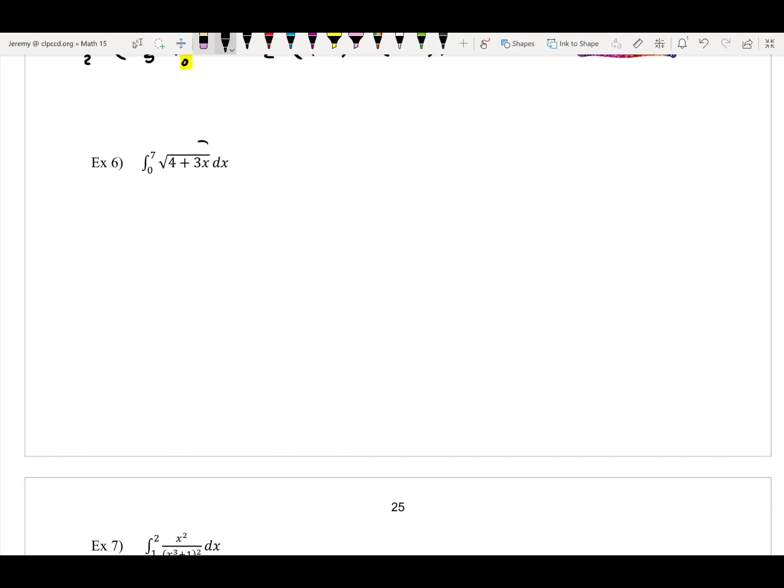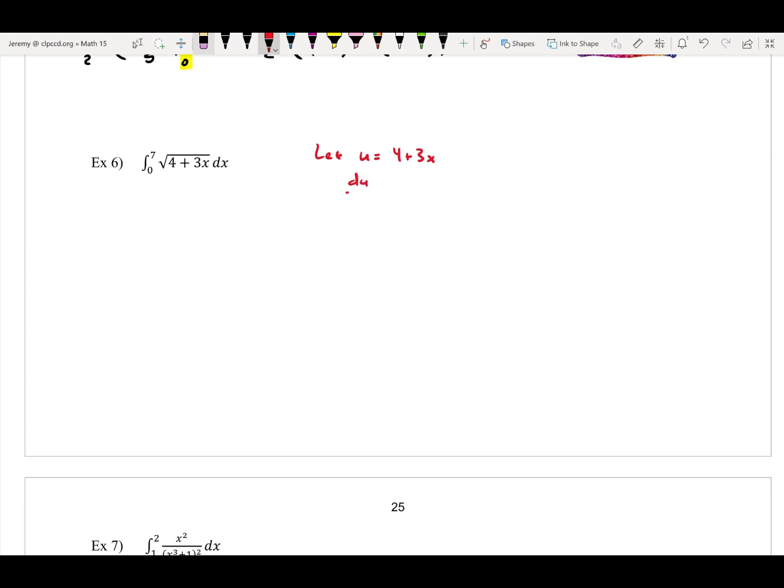All right, this is a situation where we're kind of stuck here. We have a composition of functions. There's no multiplying this out. I can't really do anything to this to avoid using a u substitution. So this is a scenario where we must use a u sub. So let's try it out. Let's let u equal whatever the inner function is. I'm thinking 4 plus 3x.